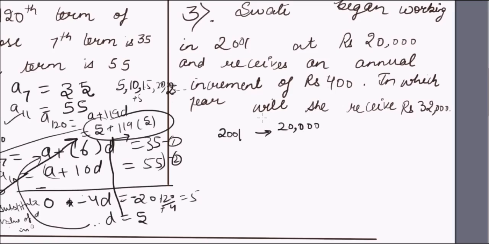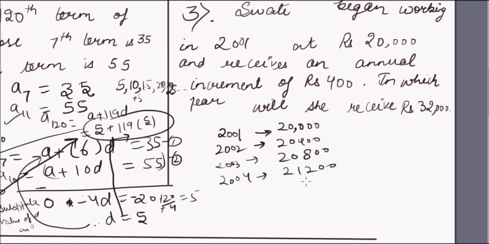That is, in the second year, that is 2002, she will be having 20,000 plus 400, that is 20,400. In the third year she will be having 20,800. In the fourth year she will be having 21,200 rupees. Now the question demands the year, in which year will she receive rupees 32,000.